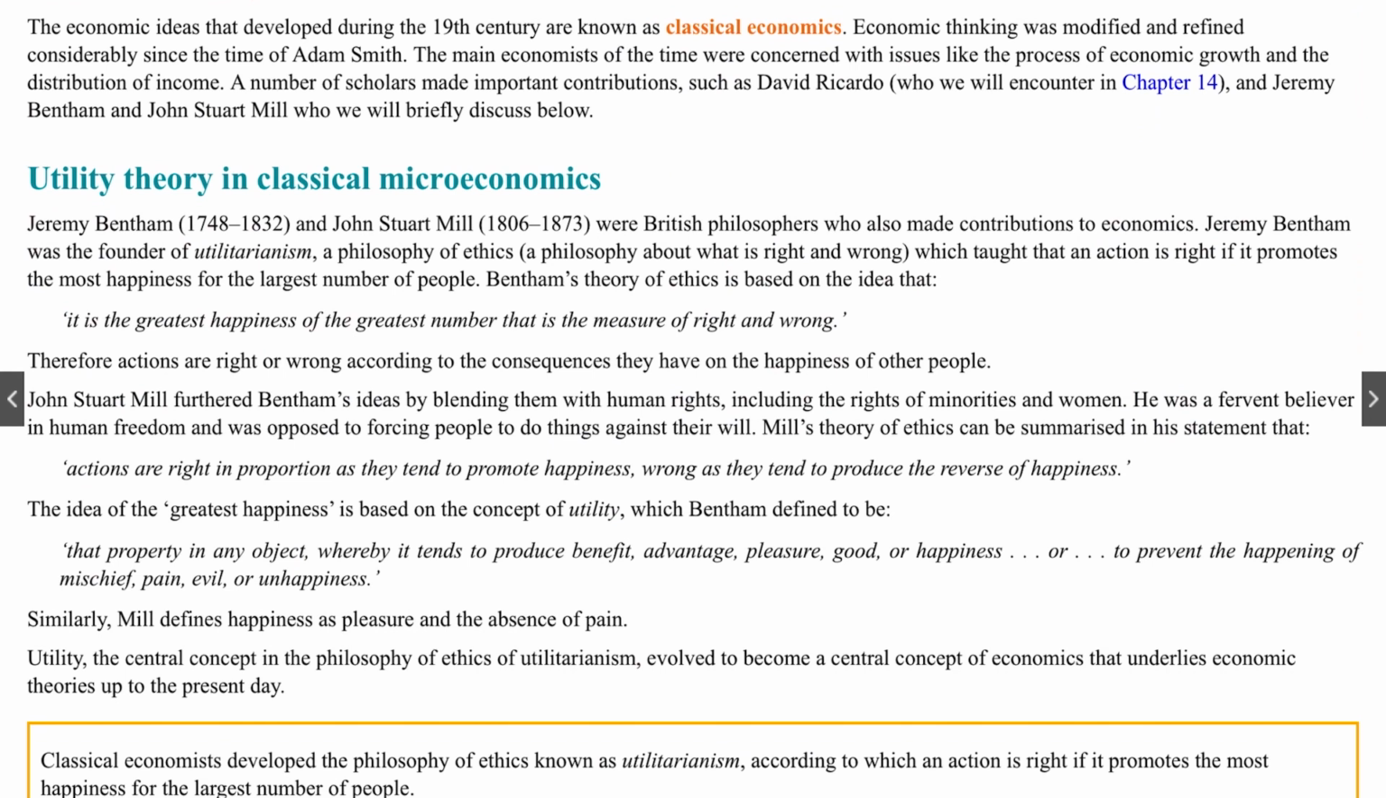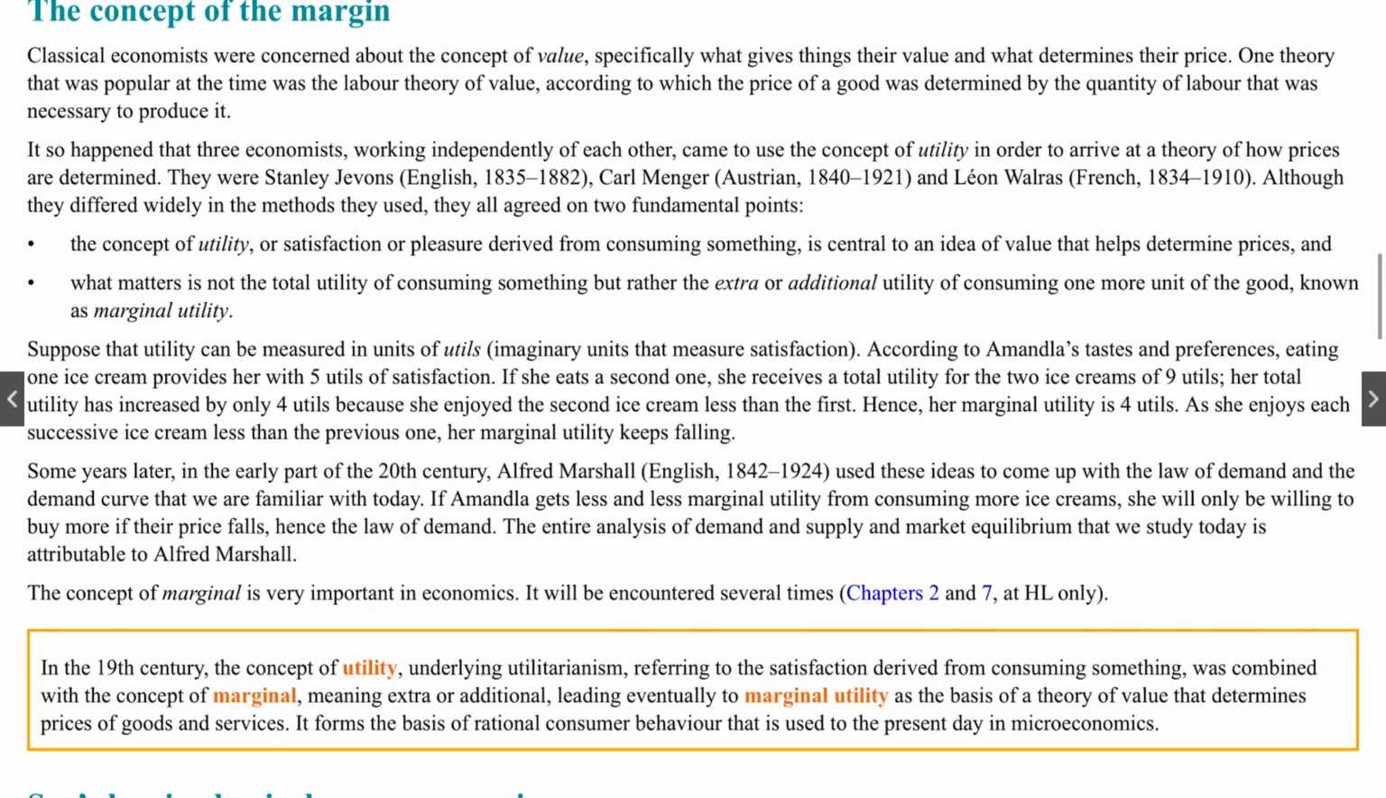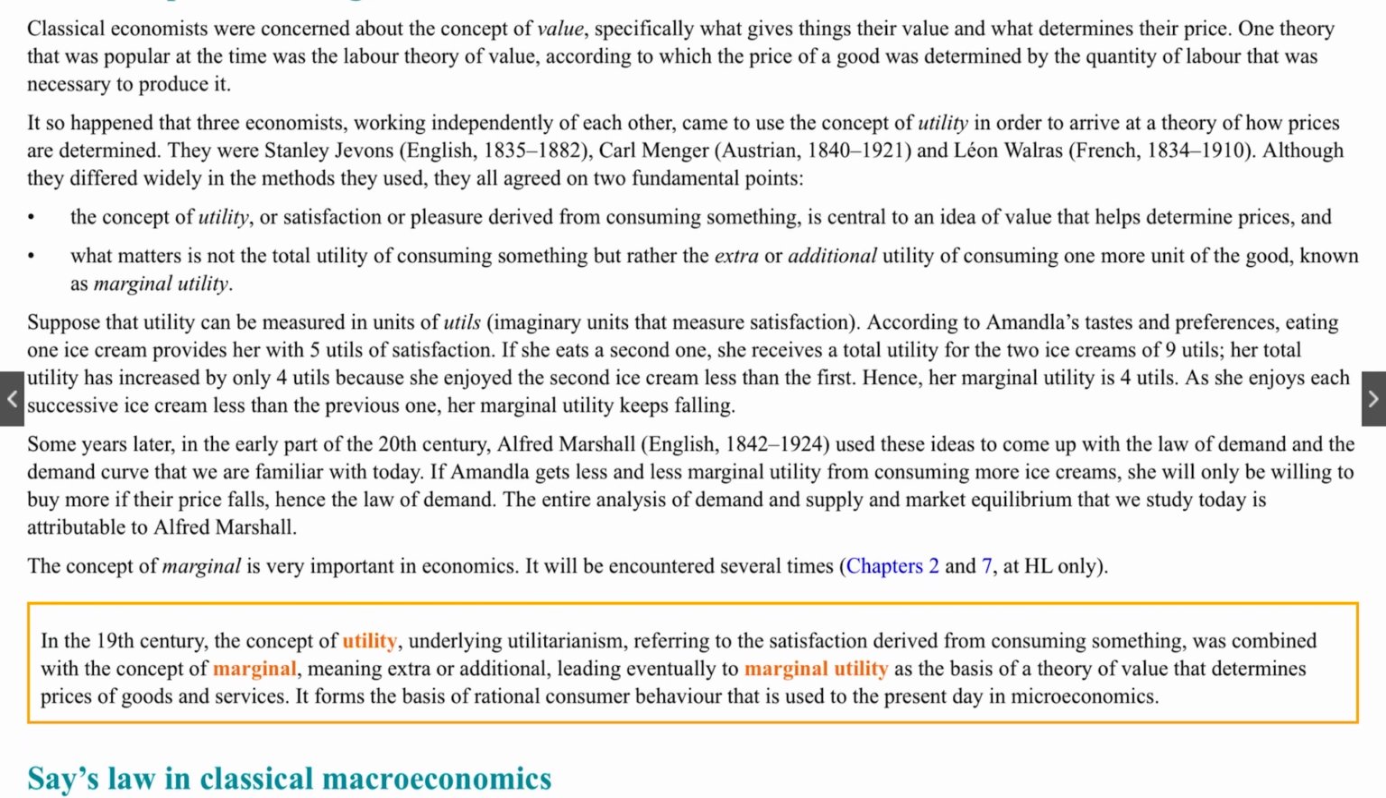We'll talk more about utility later, but it just refers to the amount of satisfaction you gain from a product, which was very present in classical microeconomics, because they were very concerned with economic growth and distribution of income. And we talked about how purchasing goods relates to income distribution. So again, during the classical economic times, we have the concept of margin. Again, with the concept of utility, there's also marginal utility. So marginal and utility were combined during this time.